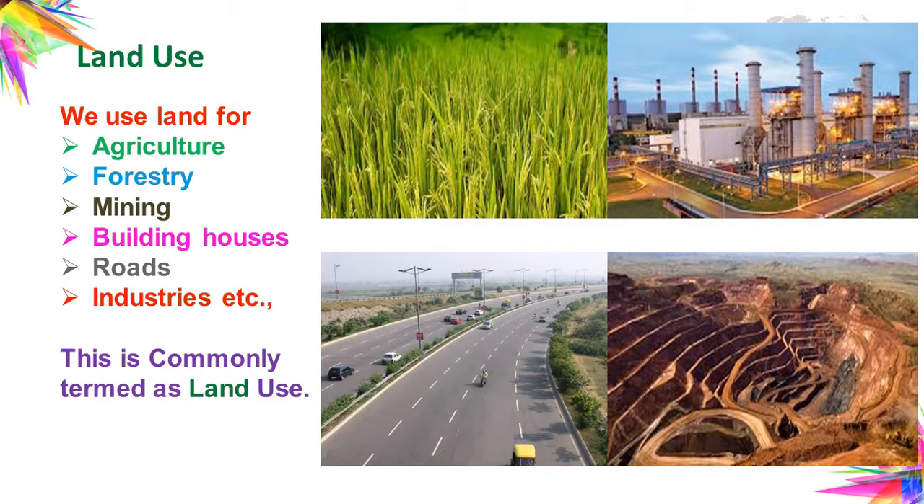Land use. Children, land is used for different purposes such as agriculture, forestry, mining, building houses, roads and setting up of industries. Here you can see the fields, industry, the roads and the mines. The land which is used for different purposes such as growing of crops, industries, mining and laying of roads is commonly termed as land use.